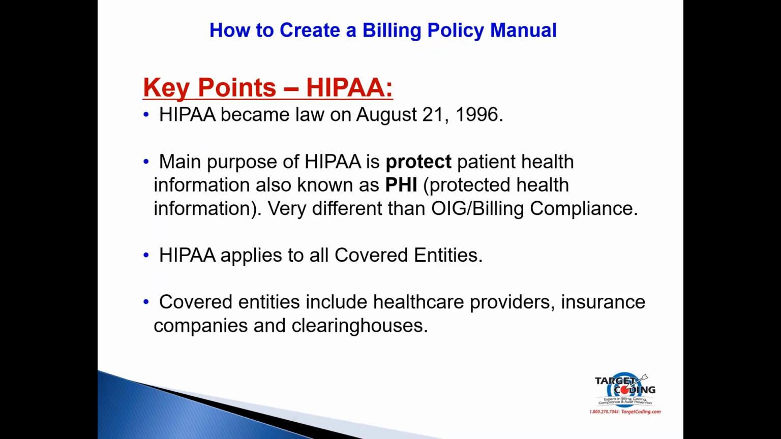So, while we're talking about HIPAA, just to let you know, creating a billing and coding compliance manual has nothing to do with HIPAA. HIPAA is about protecting patient health information like their credit card, their names, their addresses, making sure you have antivirus software, making sure people log in properly, making sure you have security on your system. That's what HIPAA is about. HIPAA has nothing to do with billing and coding. So the main purpose is to protect patient information. HIPAA applies to all covered entities. Chiropractors are considered covered entities.